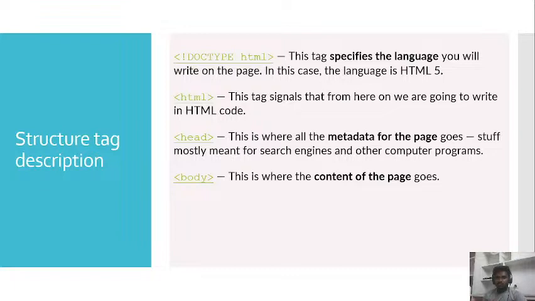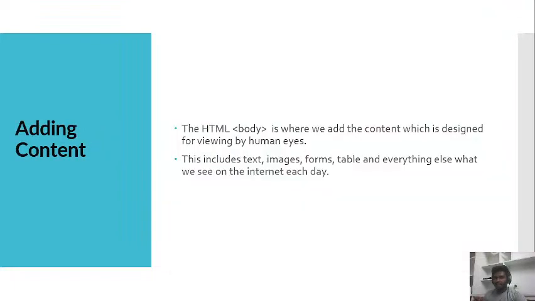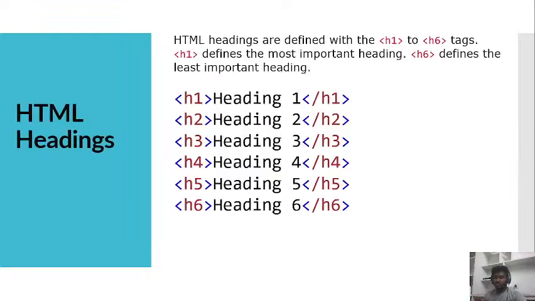Likewise, we discussed the head and then the body. Later we discussed the title tag and the meta tag. The title tag is used to create the title for the particular website, and the meta tag is used to describe the information, authors and description regarding your website. And then adding content: we can add content like images, text, forms, tables, everything else that we see on the internet today.